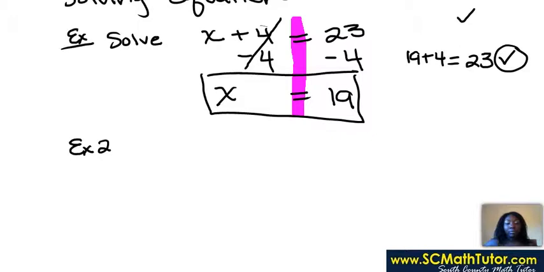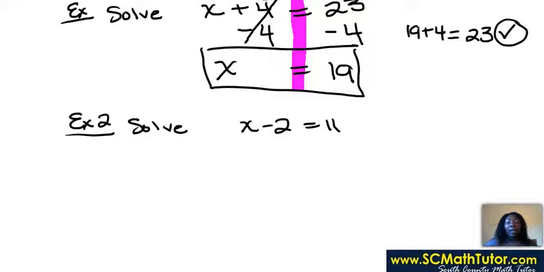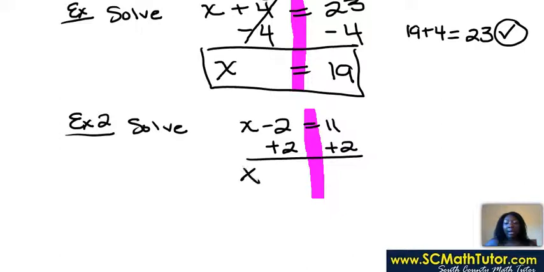Example 2. How do we undo subtraction? Okay, so let's say we have x minus 2 equals 11. Nothing you can do on the left and on the right side. They're already simplified on each side. So I want to get rid of a minus 2. So you want to add 2 to both sides. Okay, so x, negative 2 plus 2 becomes 0 and goes away, equals 13.